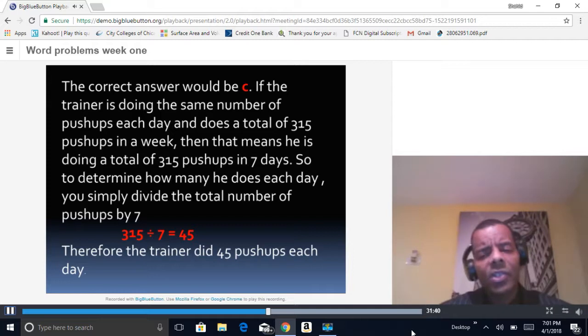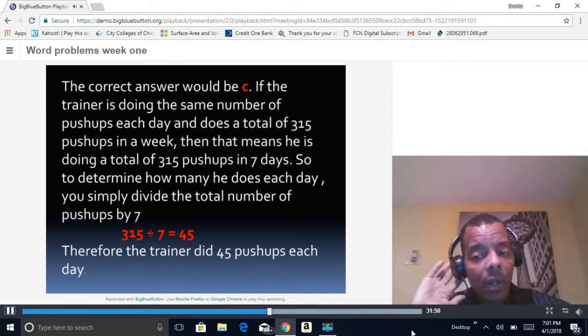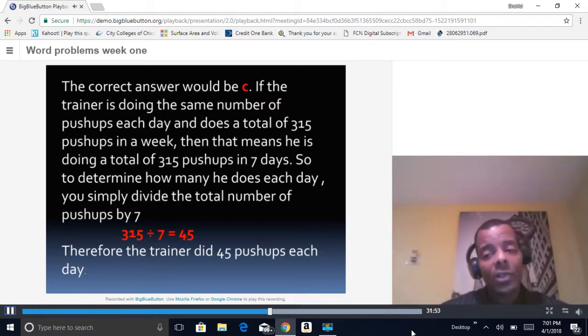Now I'm asking you all out there, my wise students, how can we check ourselves before we wreck ourselves? What can we do with the 45 to make sure that's the right answer? Let me hear you. Absolutely. You're awesome. All we have to do is do the inverse of divide to check. We multiply 7 times 45, and we should get what? 315. And if you check it out there on your paper or your calculator, you'll see it is the correct answer.